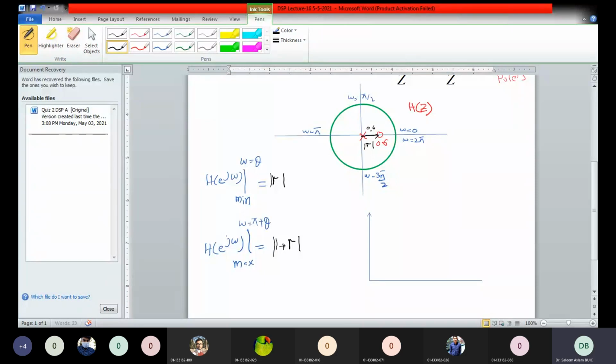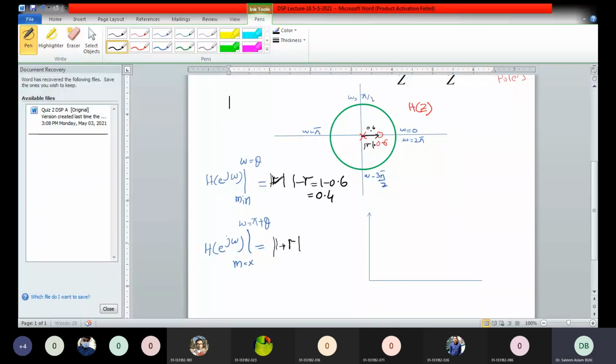r is the magnitude of this vector, so we just need to draw a vector from the origin to the location of a pole. We draw this vector and name it r. Its magnitude is 0.6, so its minimum value would be, sorry, this is 1 minus r. So 1 minus r is 1 minus 0.6, which is 0.4. So its minimum value would be 0.4, and this is at omega equal to theta.